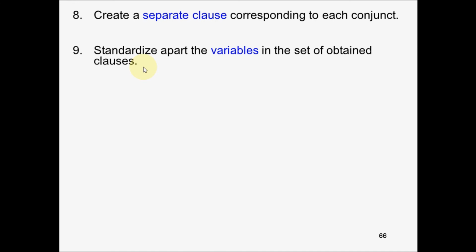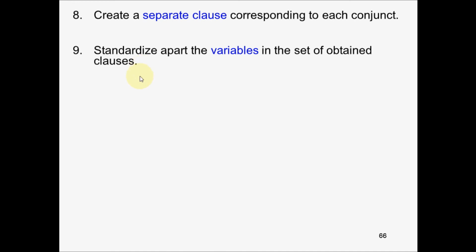So no clause should have the same variable name. Suppose in one sentence you have the variable name x1, then in the second sentence you cannot have x1 again, you make it x2, then in the third sentence x3, and so on. So this standardization is across the set of sentences given to you for proving a certain result, not in one sentence.